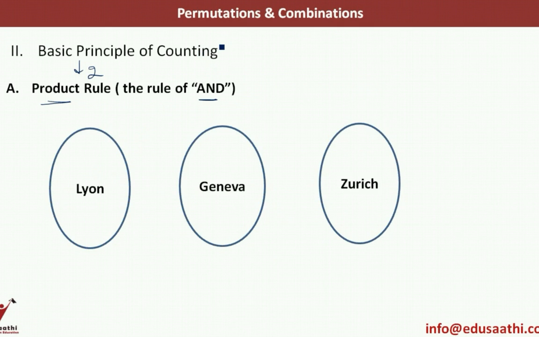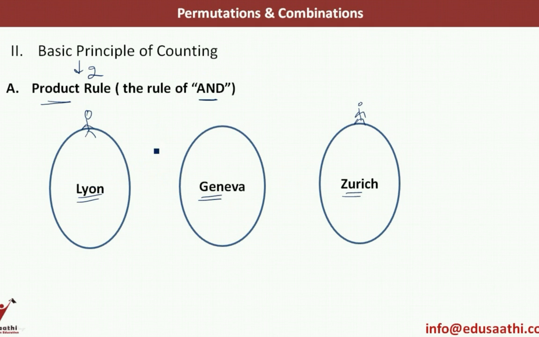Let's assume that I am in the city Lyon. For those who don't know, Lyon is a city in France, Geneva is another city in Switzerland, and Zurich again is in Switzerland. So let's assume that I am in Lyon and I want to go to Zurich. There is no way I can go from Lyon to Zurich directly. I have to go through Geneva, because this city, Geneva, actually lands in the middle of Lyon and Zurich if you check the maps also.